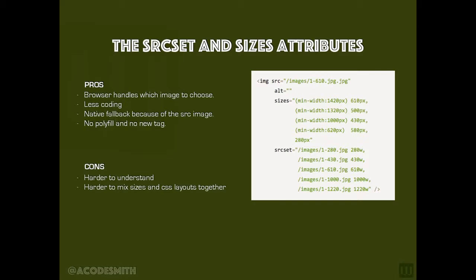Now, sizes has been added on. First of all, source set came around, and it was just for density. So this is saying this image is 280 pixels wide. This image is 1220, right? So if we're trying to render an image at, let's say, keep it simple, at 300, and it's a 1x screen, then we're probably going to go with the 430 because that's closest to 300.